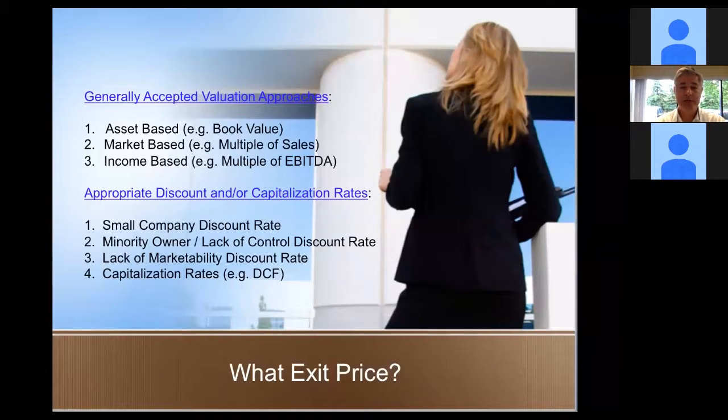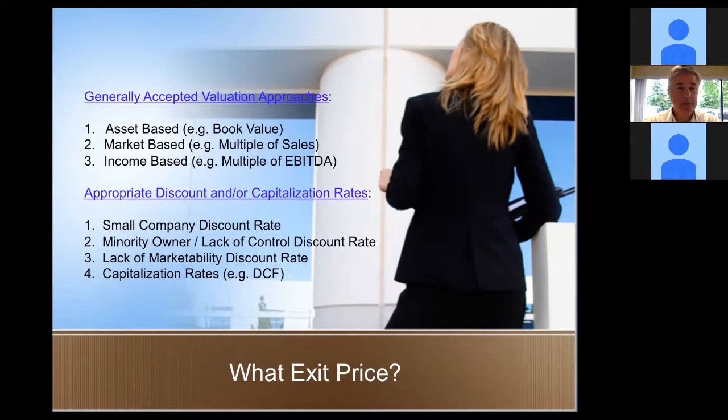Here are some ways of valuing your business that are pretty standard, generally accepted valuation approaches. The first would be asset-based. This would basically be book value, the assets that you're going to sell minus the liabilities that you would ask somebody to assume. But the assets then would be marked up to some market value, especially if you have land or buildings. That would be not book value, that would be market value. But basically it's selling off assets.